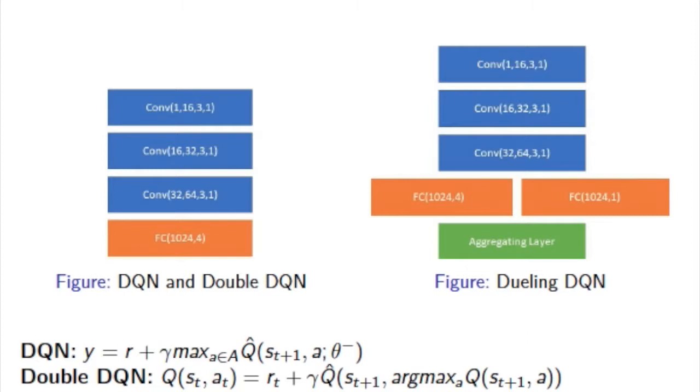And then dueling DQN consists of 3 convolutional layers, and then the difference is that after that we have 2 fully connected layers. One of the fully connected layers, the one on the right side, gives us the value of the state, and the left side just outputs the advantage, which is if we make an action, how much better it is than if we were to make another action. And then we put them together, and after that we output the Q value.